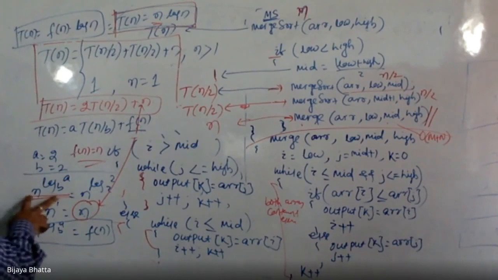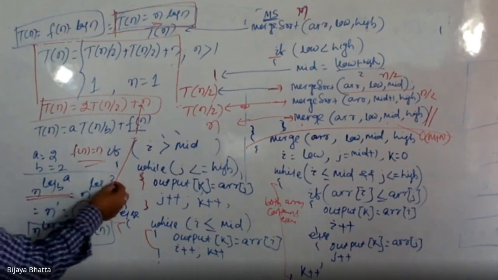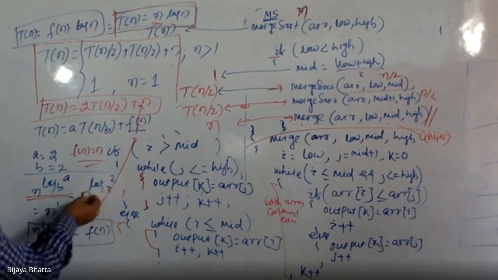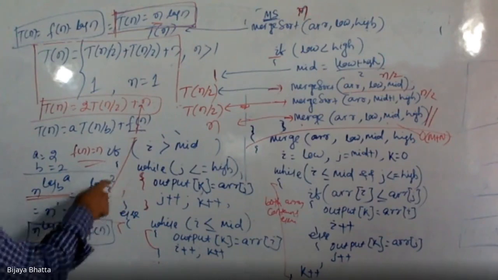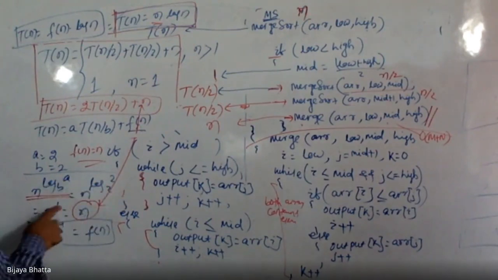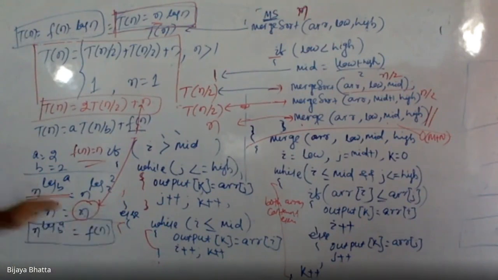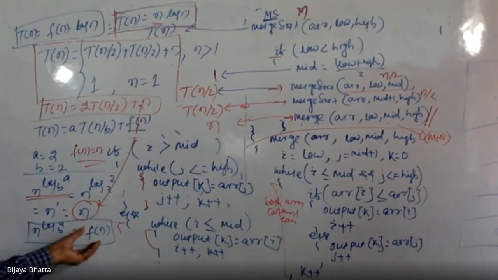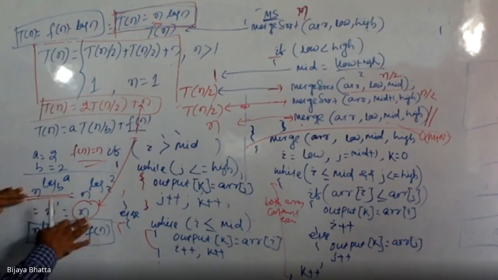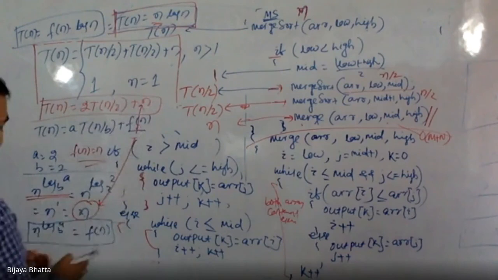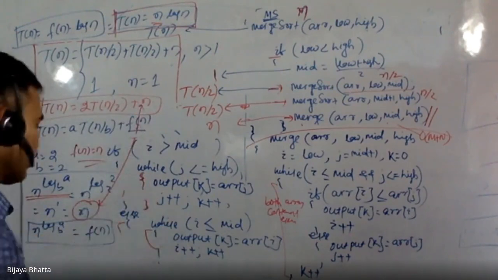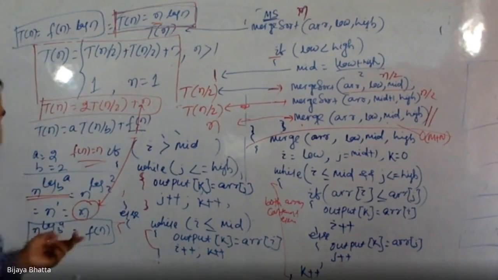It calculates n to the power log a b. So a is 2, b is 2, so log 2 base 2 is 1, so n to the power 1 is going to be n. After you calculate n to the power log a b, you compare it with f of n. You got n to the power log a b as n, and f of n is n. That means they are equal. If they are not equal, there are different situations. There are three cases, but this is equal, so it falls into case 2.